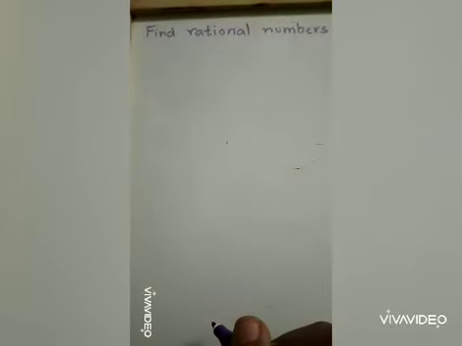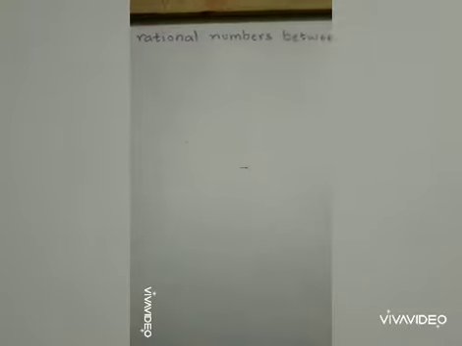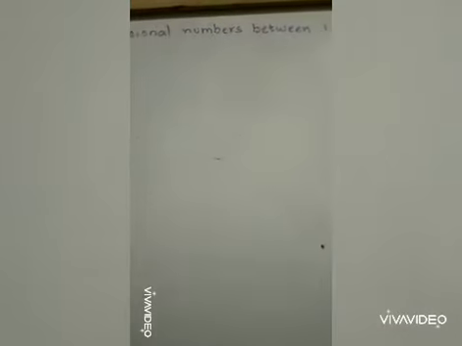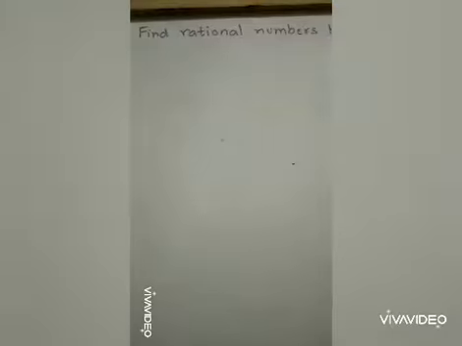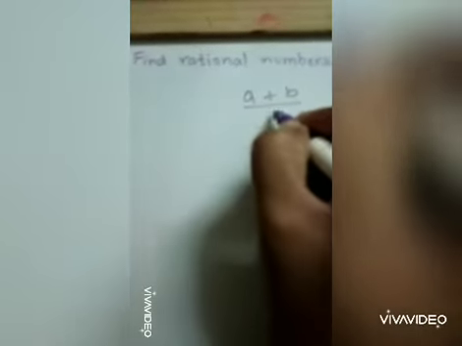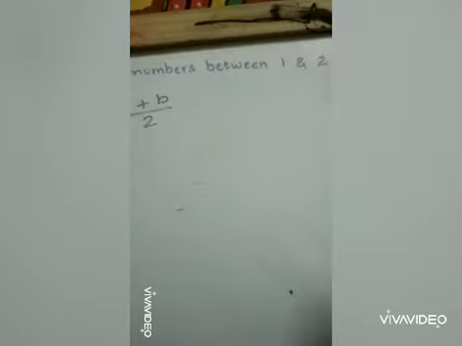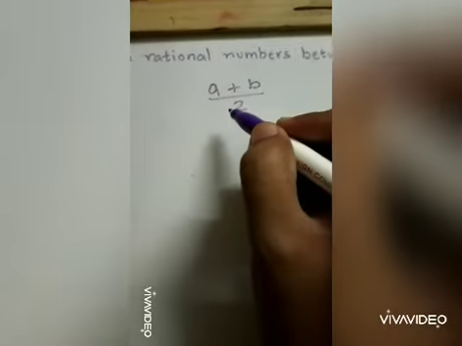Okay, now another topic for today is finding rational numbers between 1 and 2. Here you have one method, that is (a + b) upon 2. Now here, what is a and what is b? That is your two numbers, that is 1 and 2.